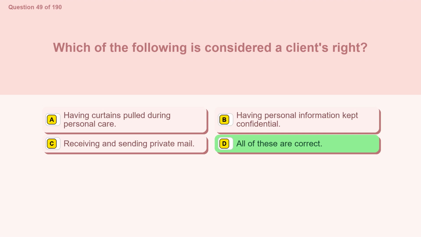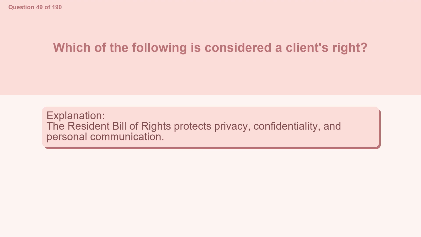The correct answer is option D. All of these are correct. The Resident Bill of Rights protects privacy, confidentiality, and personal communication.